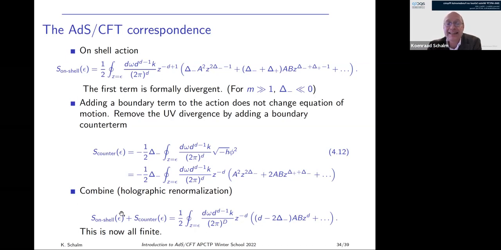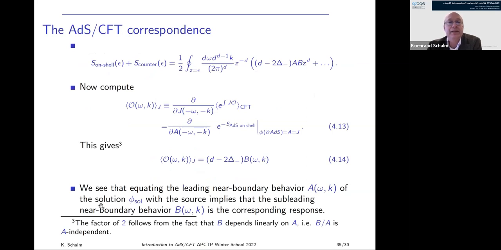Okay, but this then is the action compared to which I should take functional derivatives. This is now the action that I should consider as the generating function of correlation functions in the CFT. Okay, so let's now do that. Here I've simply restated this equation to make sure that on one slide we can see all the steps that we need to do.